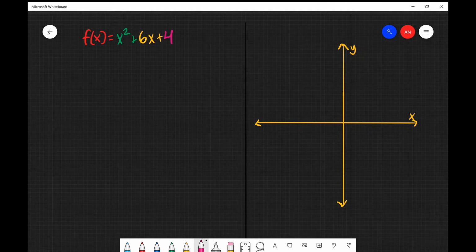If you don't know, this is a parabola, which is the graph of a quadratic equation, and the vertex is the minimum or maximum point. If it's pointing upwards, it would be the minimum point. If it's pointing downward, it would be the maximum point.